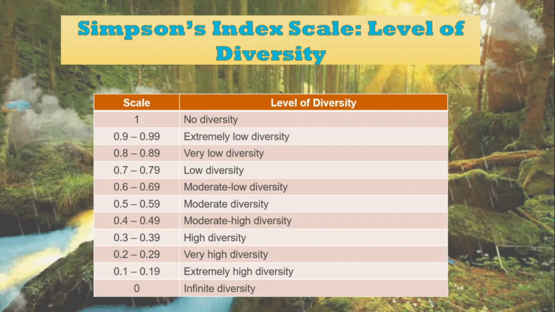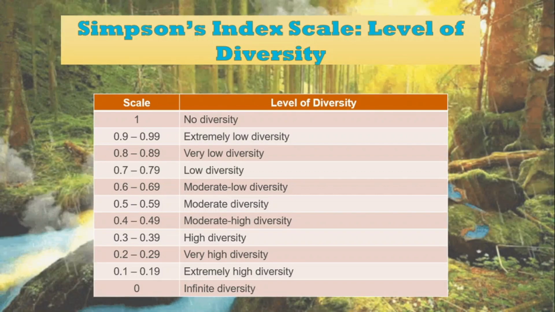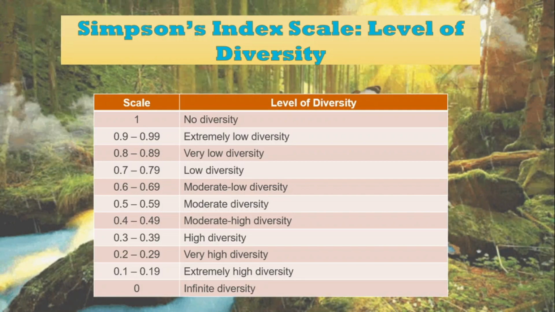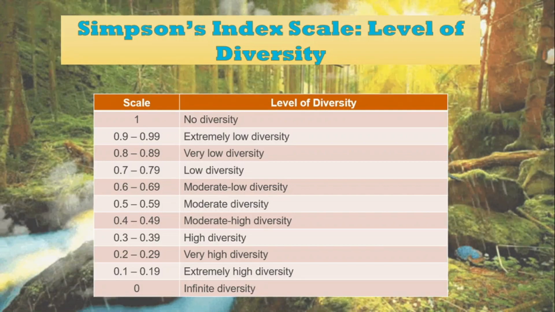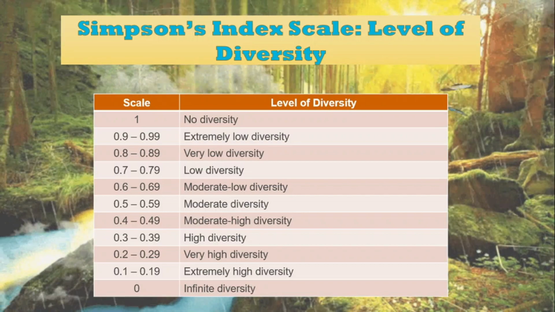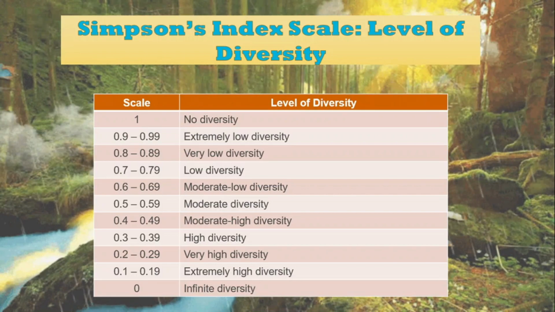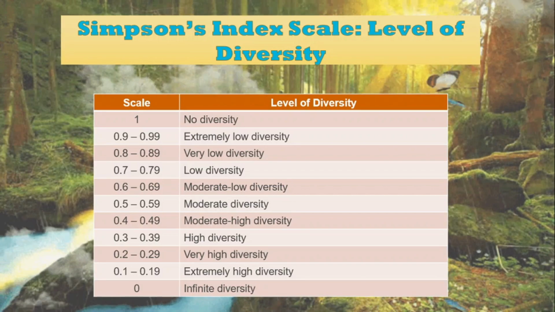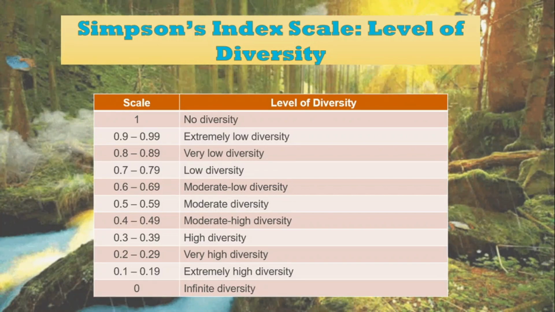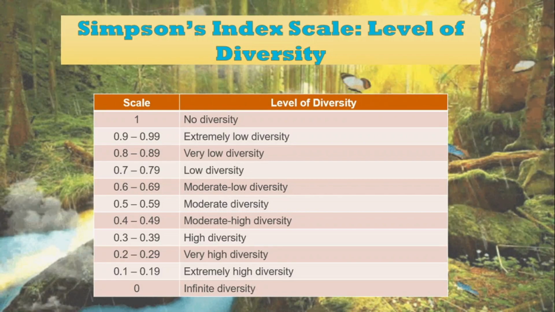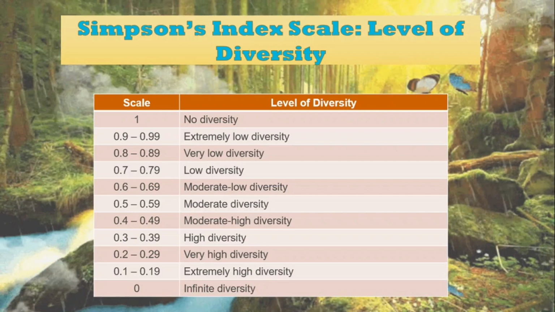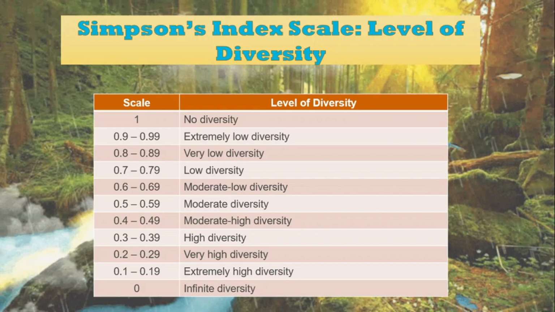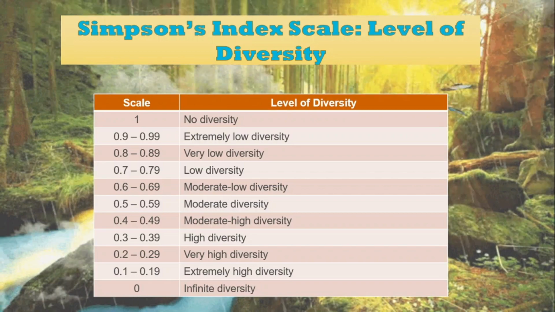Scale 0.9 to 0.99, extreme low diversity. 0.8 to 0.89, very low diversity. 0.7 to 0.79, low diversity. 0.6 to 0.69, moderate low diversity. 0.5 to 0.59, moderate diversity. 0.4 to 0.49, moderate high diversity. 0.3 to 0.39, high diversity. 0.2 to 0.29, very high diversity. 0.1 to 0.19, extremely high diversity. 0, which is infinite diversity.